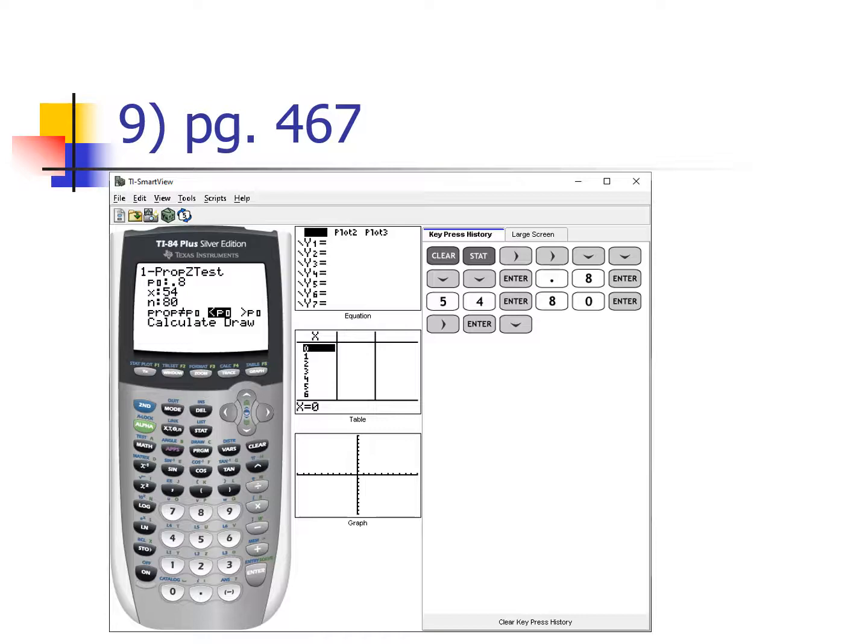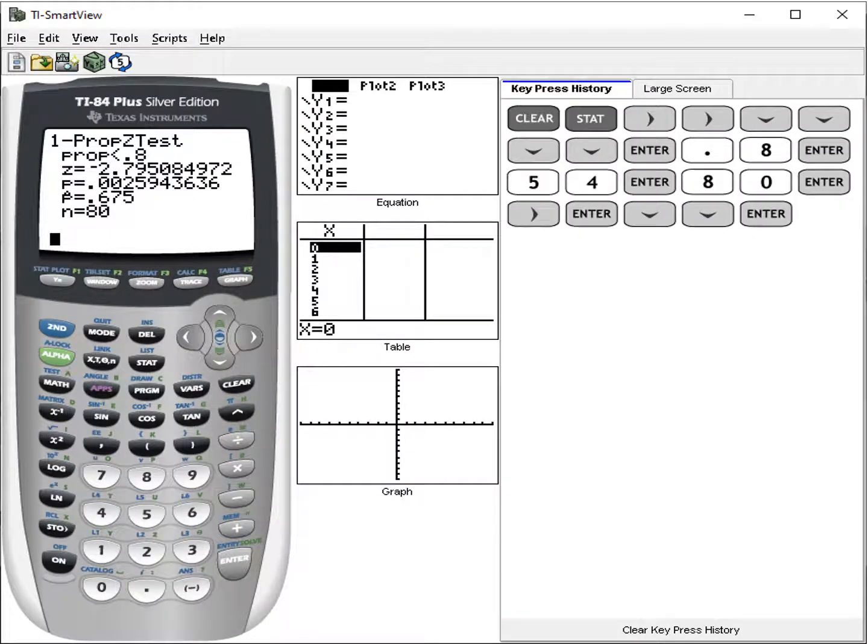It looks like that's what I've set up in the calculator. Then I go down to calculate, I hit enter. Just like before, there's our step 2 and our step 3. Our test statistic is negative 2.8. Our p-value is 0.003. So the sample proportion is 2.8 standard deviations below the hypothesized proportion. And our p-value being very small, 0.003, means it's very unlikely that we would see a sample proportion smaller than the one we just observed, if in fact the true proportion was 80%.